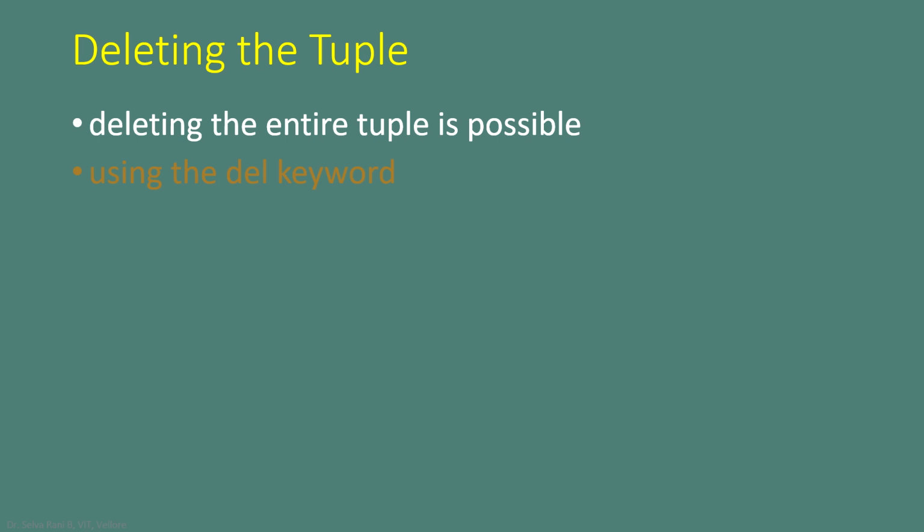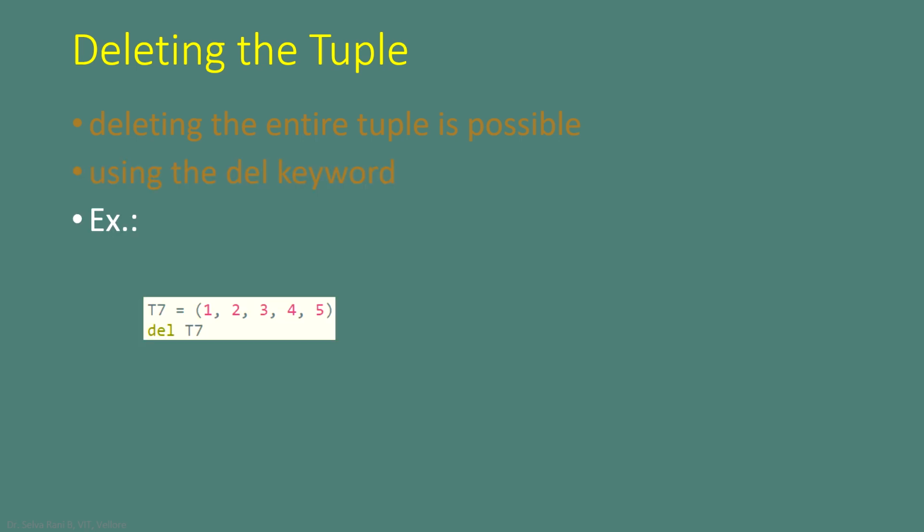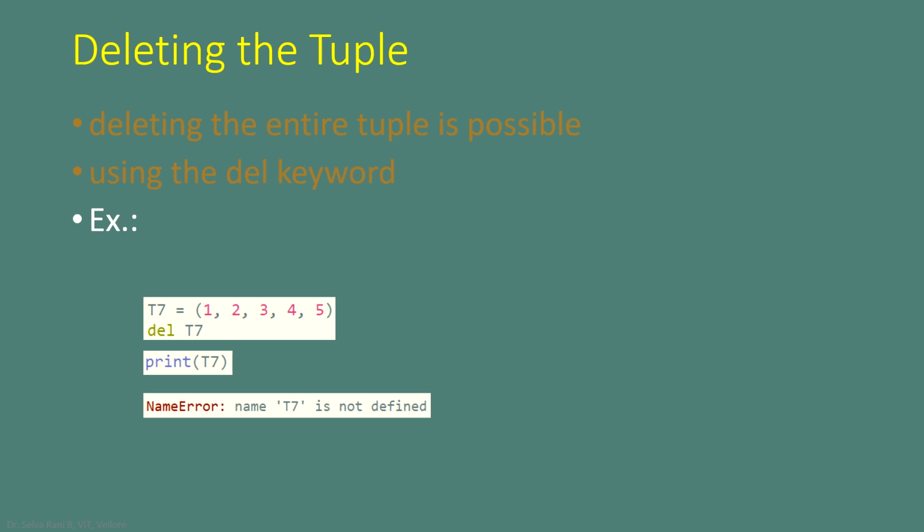Deleting the entire tuple is possible, though deleting an individual element is not possible. We can use the same del keyword in order to delete the entire tuple. T7 is equal to 1, 2, 3, 4, 5, and now we are deleting T7 using the del keyword. So del T7 will completely remove T7 from memory. If we try to print T7, we'll get an error, name error: name T7 is not defined, because the tuple has been deleted completely with the help of the del keyword.